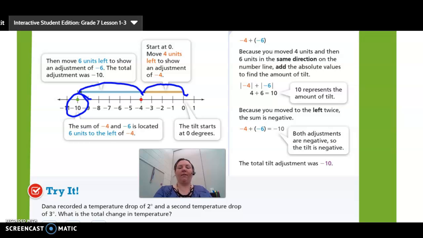And building off of prior knowledge, we can also think about how we would handle these using absolute value. So the absolute values of negative 4 and negative 6 are 4 plus 6, which is 10. And notice negative 10 is 10 units away from 0. So the sign tells me right or left of 0, and the absolute value tells me how far away, or my final answer. So several different ways to think about what happens when we add negative numbers.